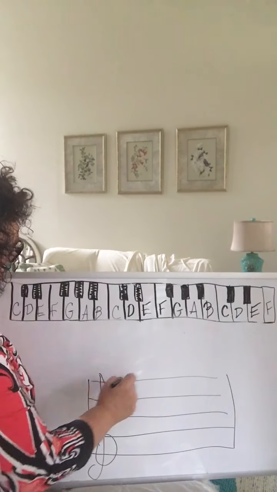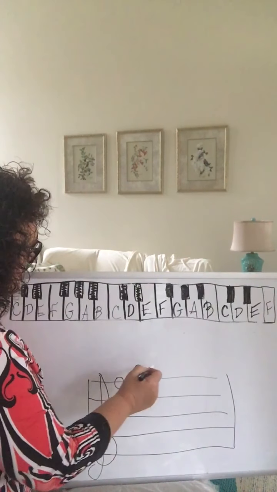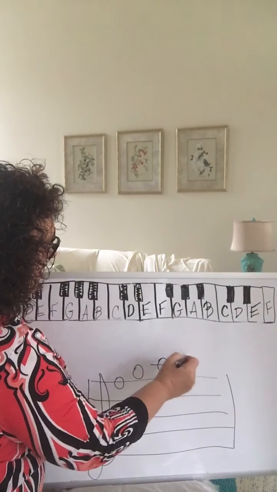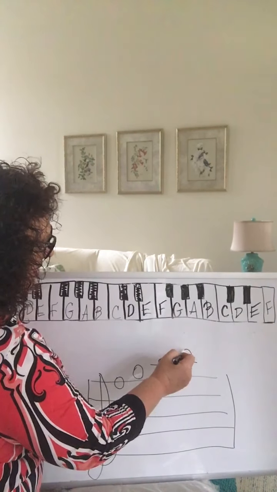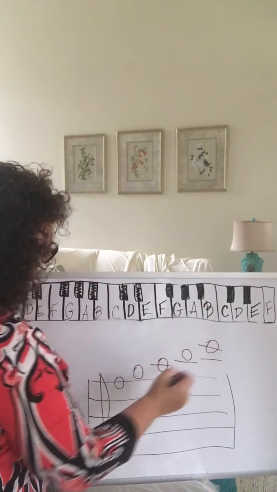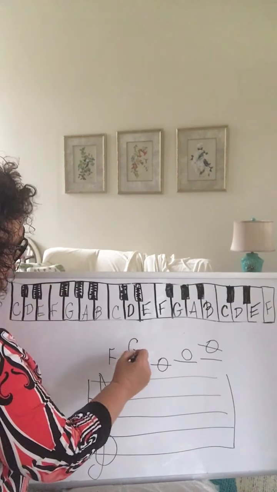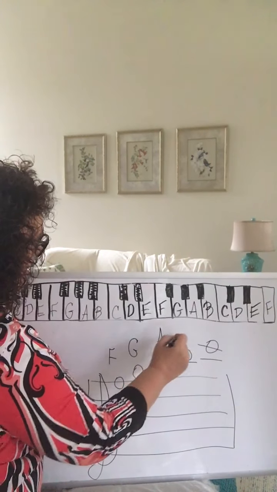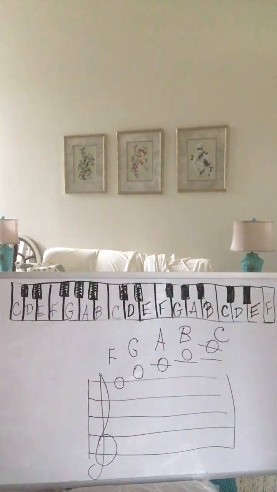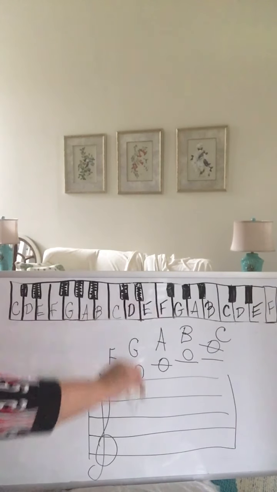Now if we're going to count up, that's a line note. So we would draw in a space, a line, a space that sits on the little line, and two little lines. So we have F, G, A, B, and high C. Okay, so that's the treble clef going up.